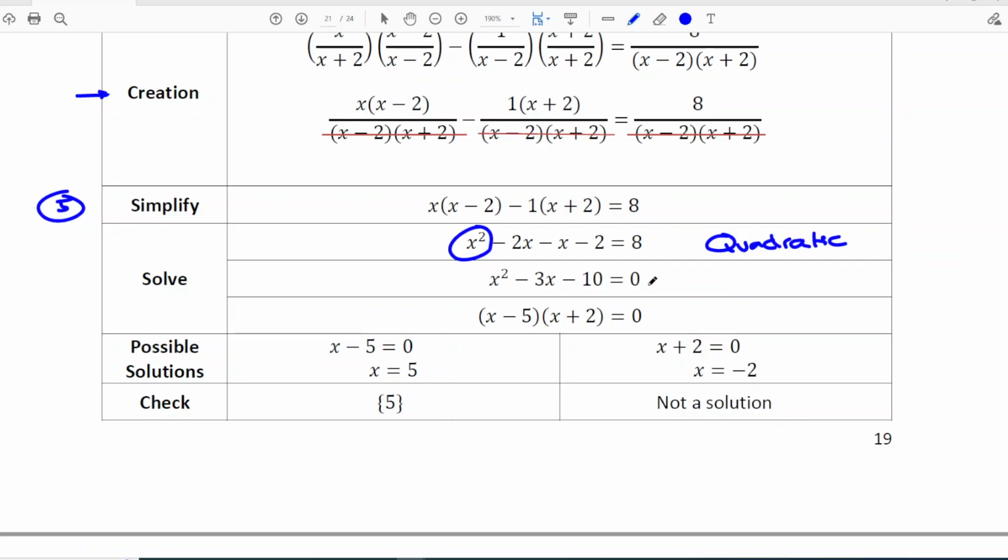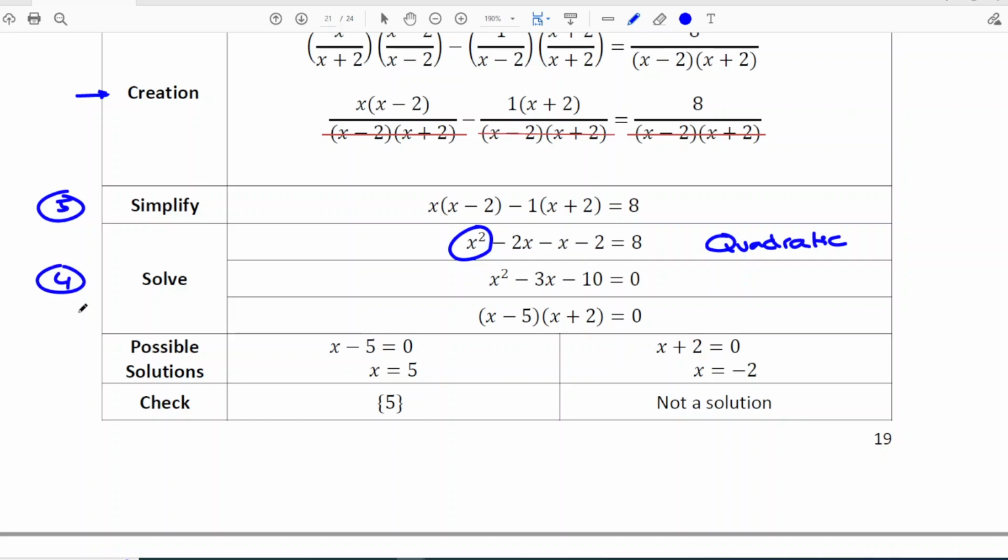Now I find, I shouldn't say 100%, but most of the ones in this course will be factorable. So I'm going to look for two numbers that multiply to give me negative 10 and add to give me negative 3, which is negative 5 and positive 2. So this would factor to x minus 5, x plus 2. And then I solve each of those factors. So x minus 5 equals 0 when x equals 5, and x plus 2 equals 0 when x equals negative 2. Then you have to check.